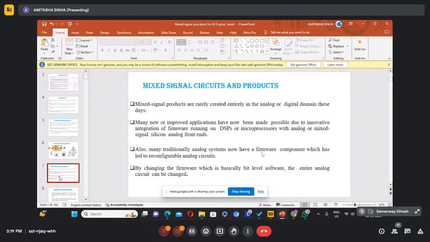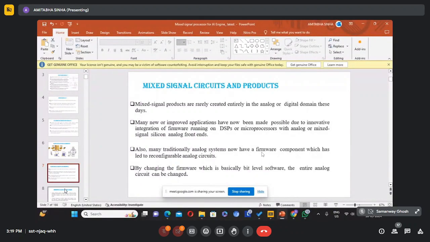So, mixed signal circuits and products: mixed signal products are really created entirely in the analog or digital domain these days, as I told. Many new improved applications have now been made possible due to innovative integrations of firmware running on DSPs or microprocessors. What is firmware?